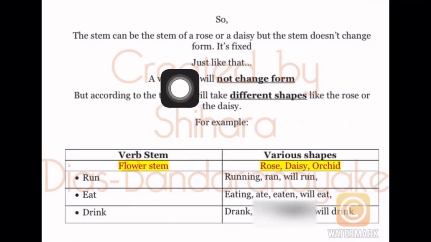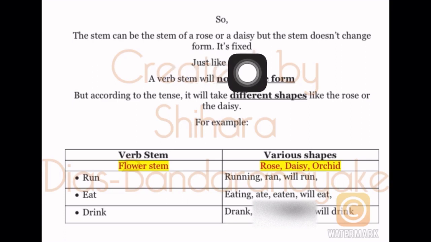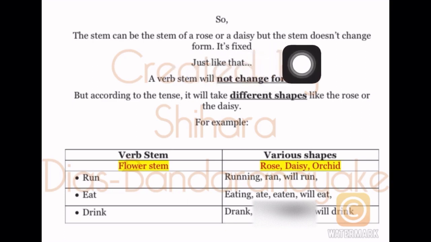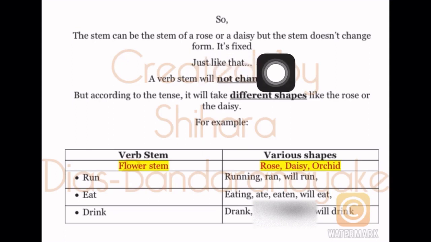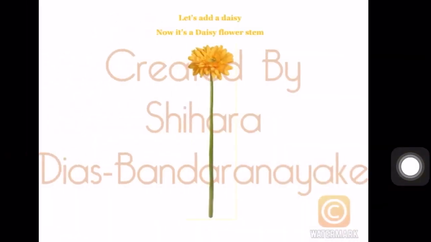So just like that, the stem can be the stem of a rose or a daisy, but the stem doesn't change form. It's fixed.